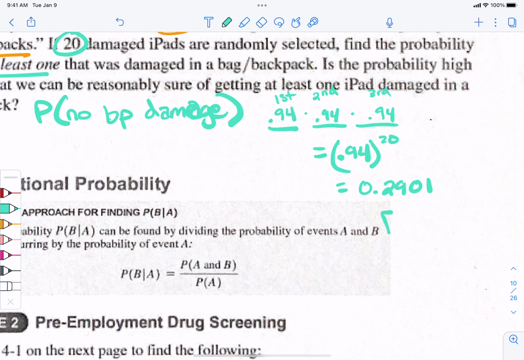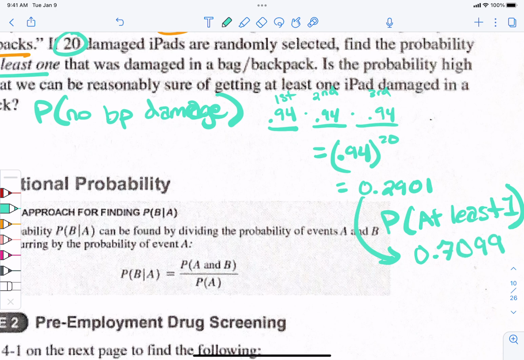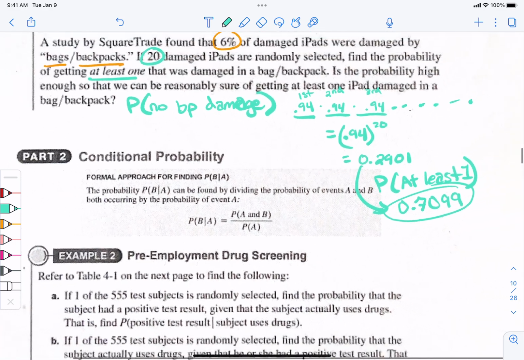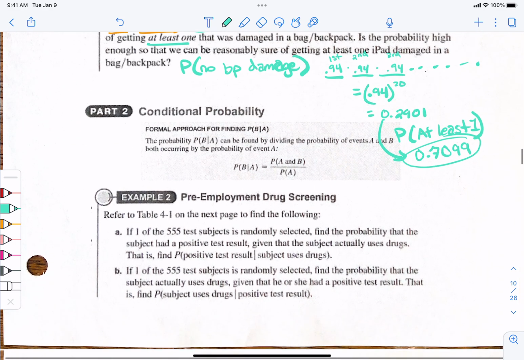So what is the chance that at least one was damaged? The opposite of that. The probability that none were damaged by a backpack is 0.29, so the opposite is 0.7099. So 71% basically. Does that make sense? Do the probability of none, which is those multiplied together 20 times, and then subtract. Good? Yeah, we good.